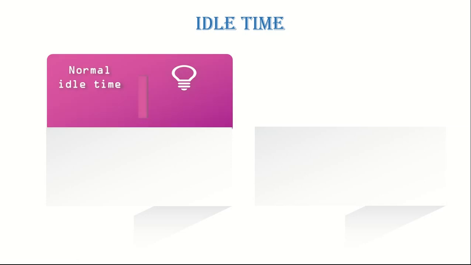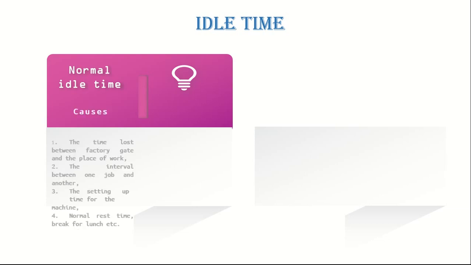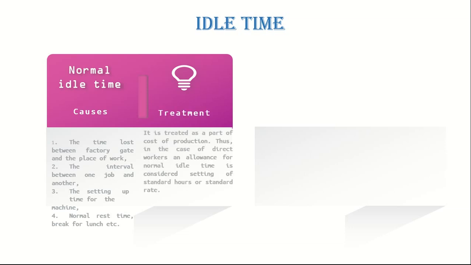Idle time. The time during which no production is carried out because the worker remains idle but is paid. Normal idle time. It is the time which cannot be avoided or reduced in the normal course of business. Causes. The time lost between factory gate and the place of work. The interval between one job and another. The setting up time for the machine. Normal rest time, break for lunch, etc.